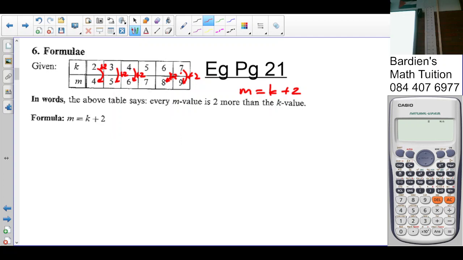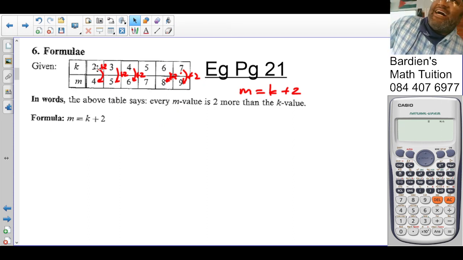What if K was 20? 20 plus 2 is 22. What if K was 100? 102. What if M was 100? Then what is K then? 98. Does it make sense to you? That's very important to understanding your formula. Okay, a formula is basically a mathematical notation given in terms of variables and numbers and whatever. Okay.